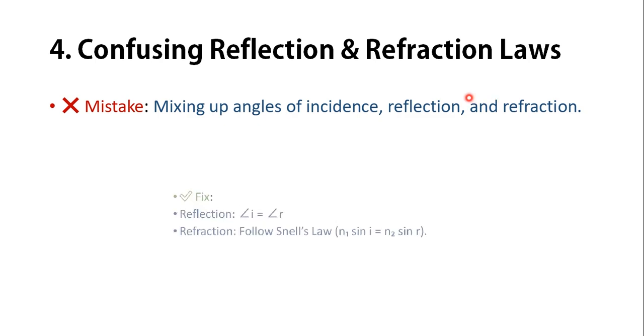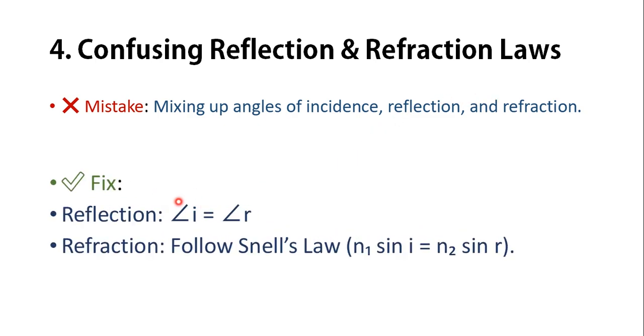How to fix that? In reflection, you know that the incident angle is equal to the reflected angle. In case of refraction, follow Snell's law: n1 sin i equals n2 sin r, where n is the refractive index. And what is the meaning of r here? r is the refracted angle. Those are the two very important things: that is reflected and that is refracted.